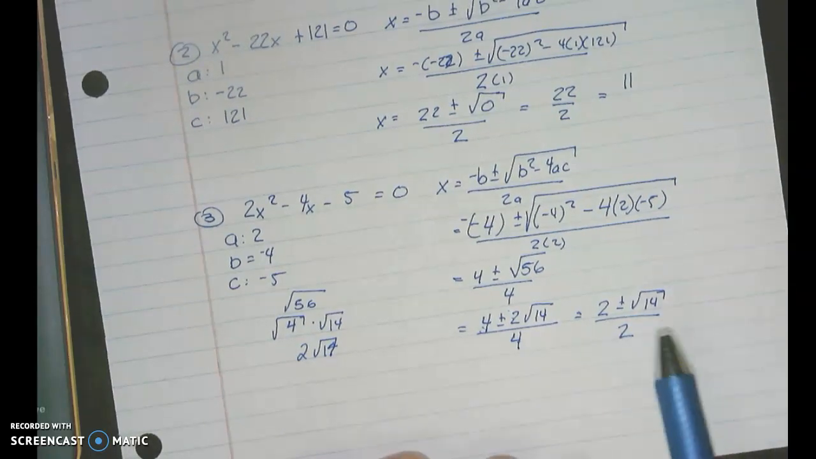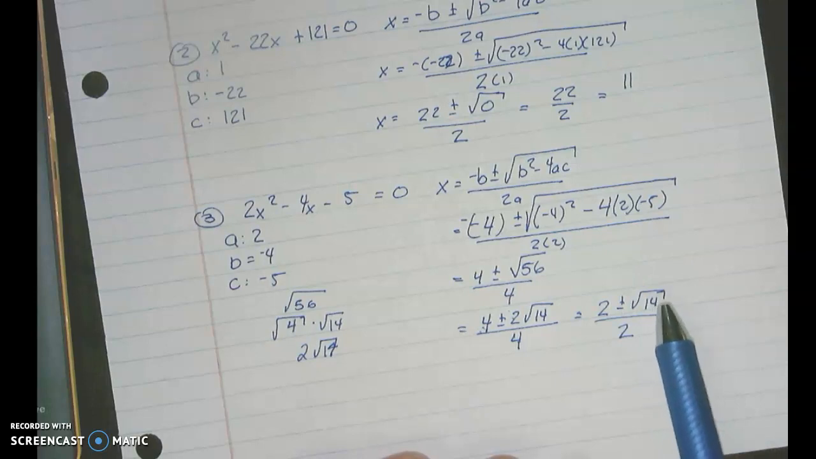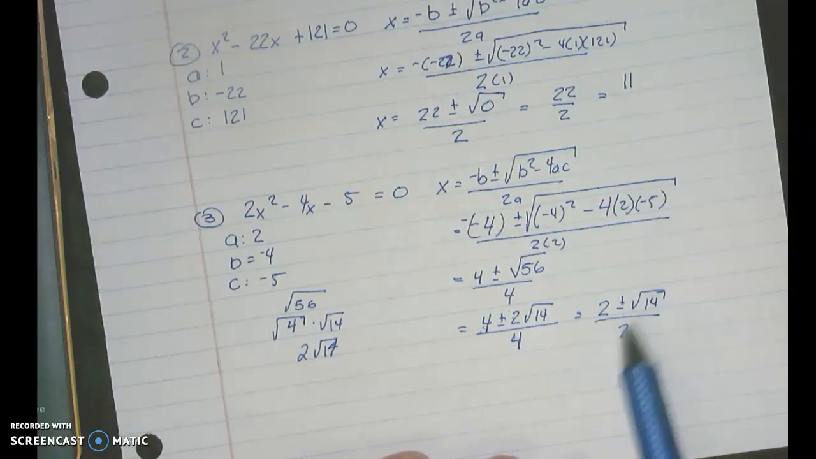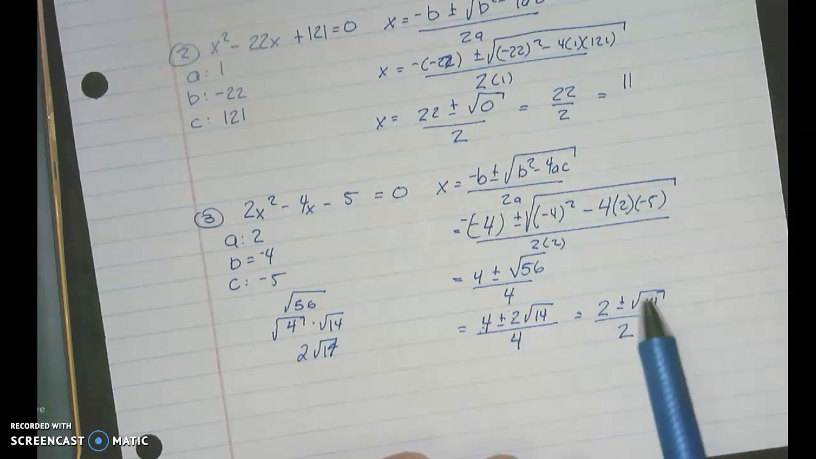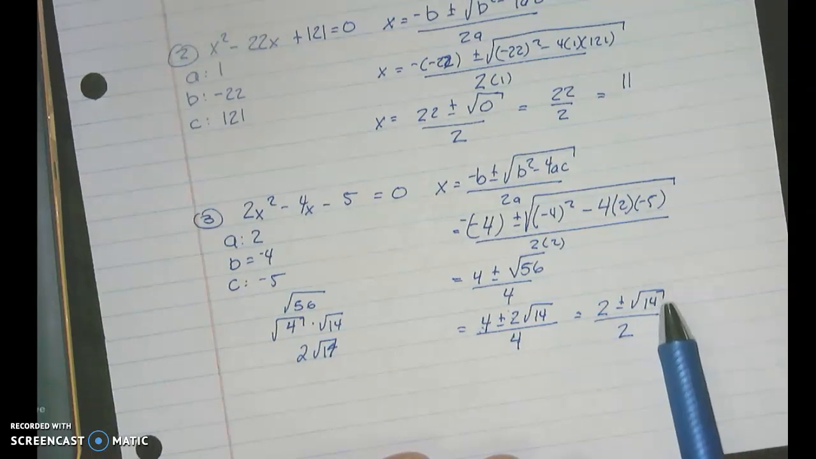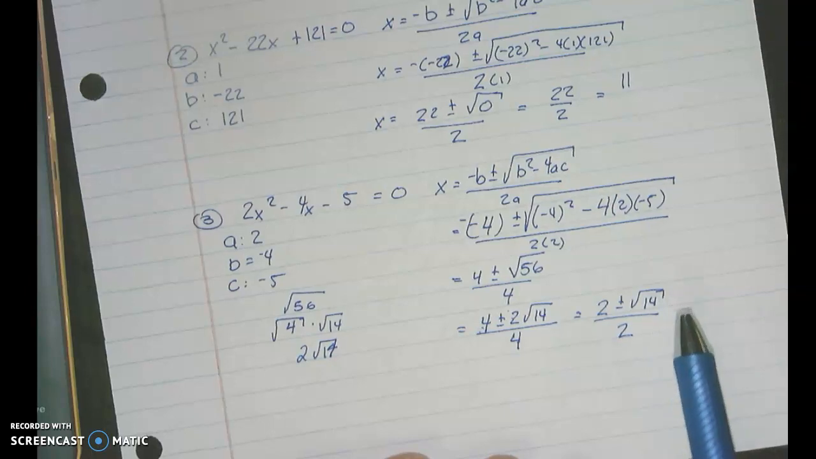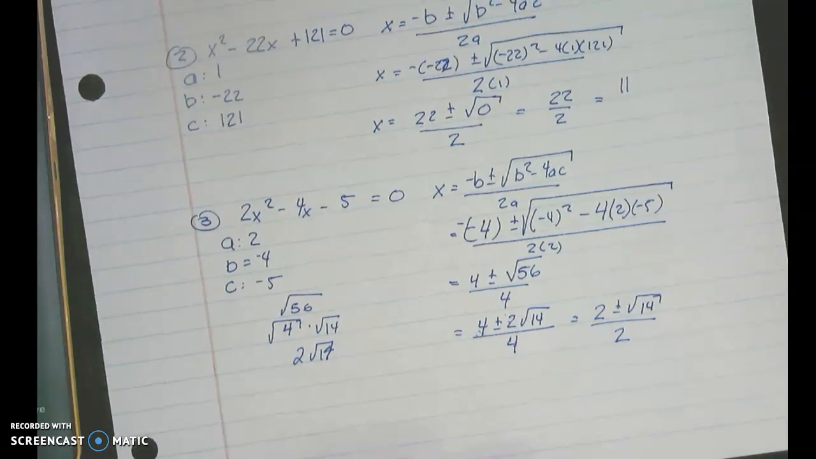Now, don't cancel the 14 and the 2, okay? This is the square root of 14, not the number 14, okay? There's a big difference. I think I've hit that enough times, okay?